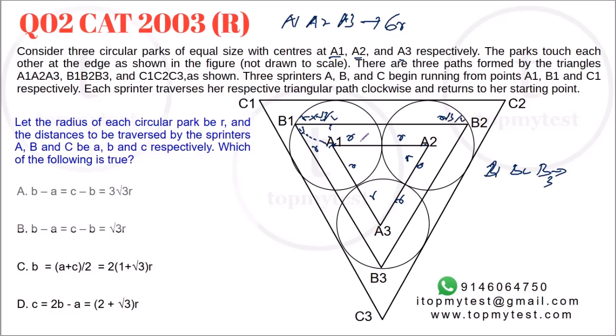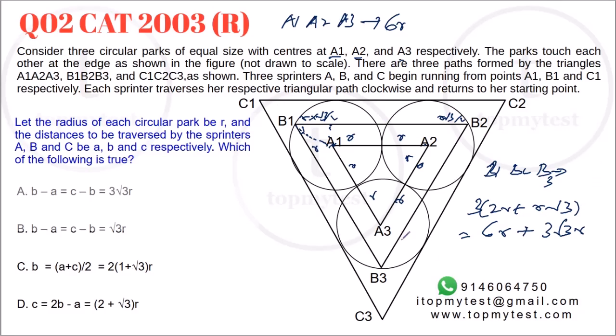So if I combine the full length, it will be 2R plus twice of R into root 3 by 2, which will be R into root 3, right? So one side is 2R plus R root 3. All three sides will be 3 into (2R plus R root 3). That is 6R plus 3 root 3 R, right? That will be B1, B2, B3.